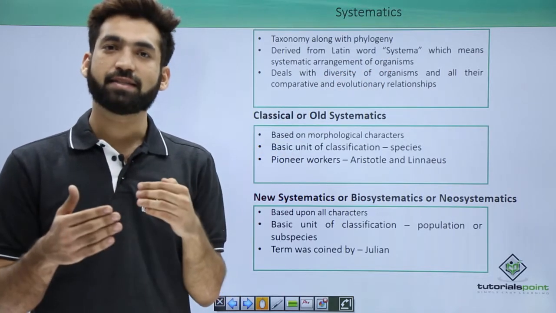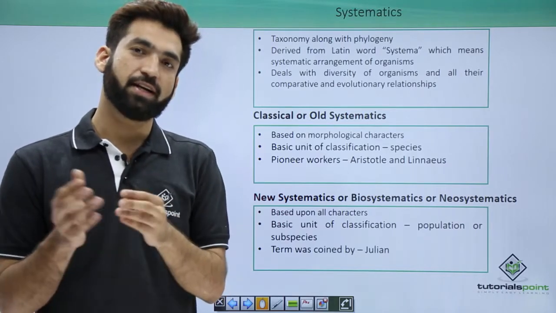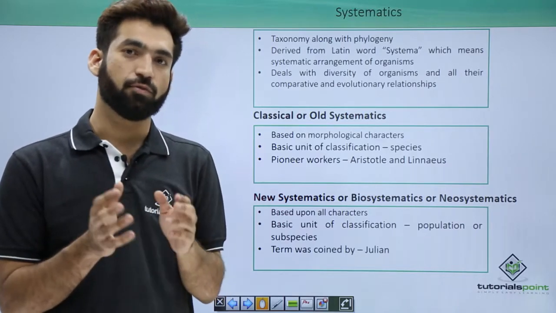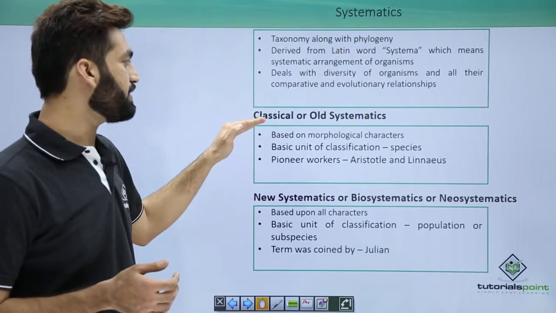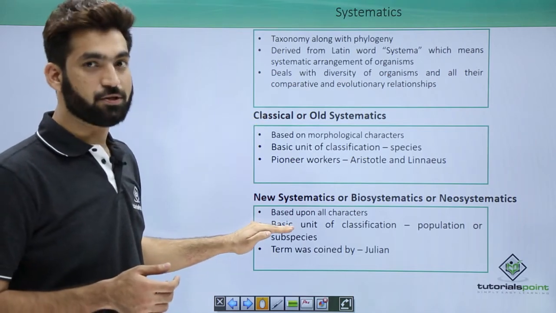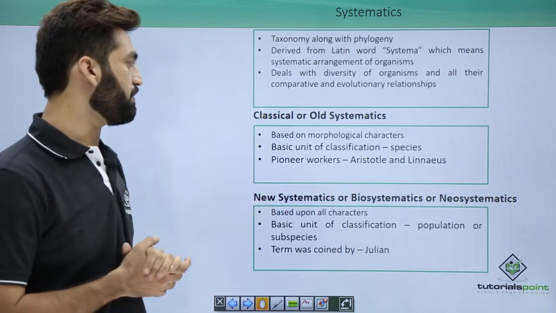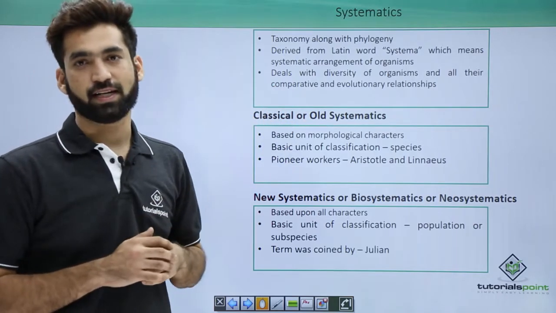So systematics is, we can say, the advanced branch of taxonomy, where taxonomy is included with phylogeny. Now systematics can be classical systematics or old systematics. It can be new systematics, which is also called biosystematics or neo-systematics. This systematics is just based upon morphological character.